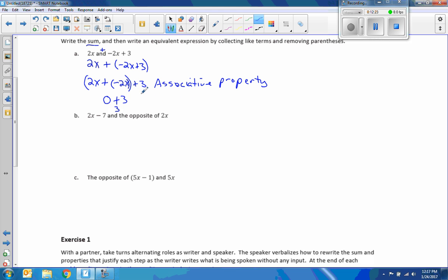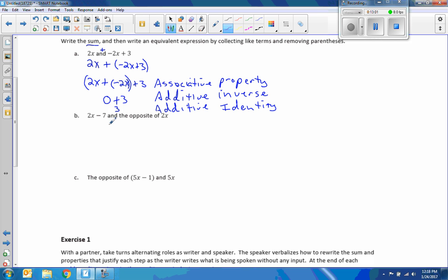Or additive inverse, I'm sorry. We got the identity from adding inverses, additive inverse. Okay, 2x and a negative 2x added are adding inverses. And then adding 0 to something is the additive identity. Additive identity property of 0, if you will. Okay. Alright, and the second one.